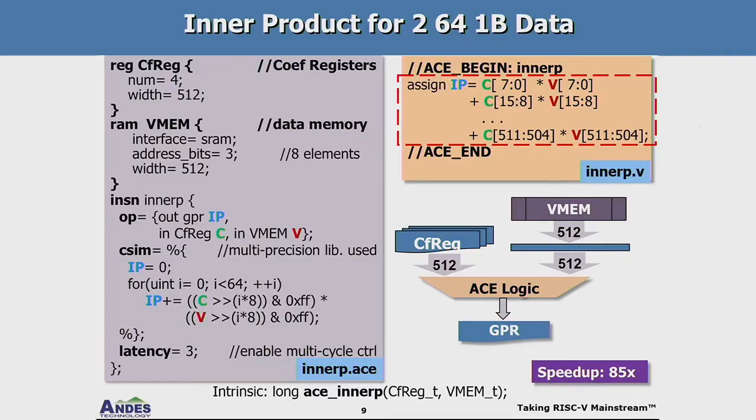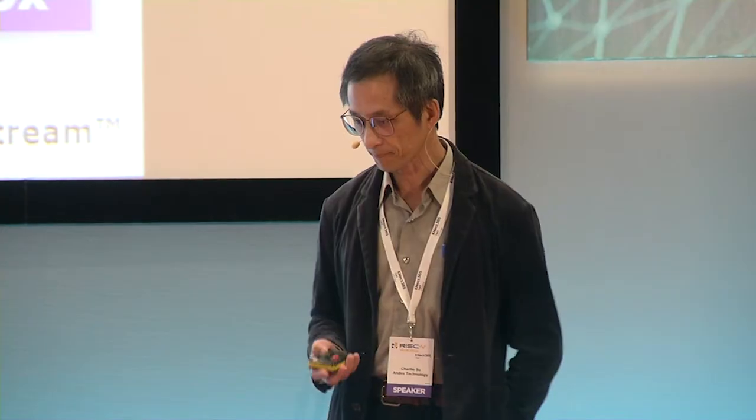With this instruction, you can get a speedup of 85 because otherwise you need to load the data and do the processing by standard C code. And the compiler will automatically generate the intrinsic function here, called AC_INNER_P. Then you can put that into your C program and measure the speedup you get compared with the original C code.